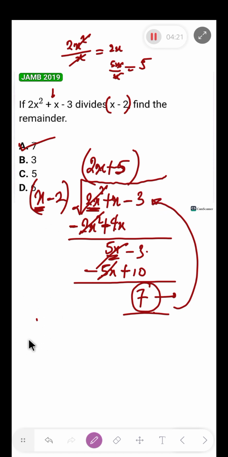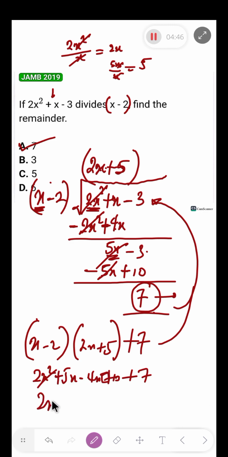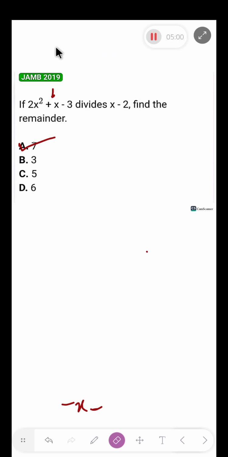I think I have a question like that. That is x minus 2 times 2x plus 5, that is divisor times the quotient plus the remainder. You must get this result. You can try that because x times 2x is 2x squared, then plus 5x, then minus 4x, then minus 10 plus 7. So you have 2x squared here, this and this will give us plus x, and minus 10 plus 7, that's minus 3. You see, it is still the same thing. So that's how division of polynomial works. So take note of the steps, okay? Please take note of the steps.